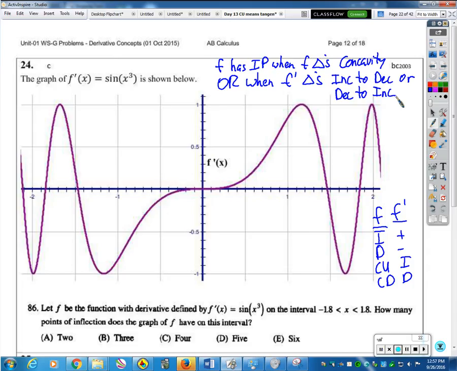Do you have any questions about the blue? So this is a graph of f prime. So somebody, what am I looking for on f prime to find when f has an inflection point?